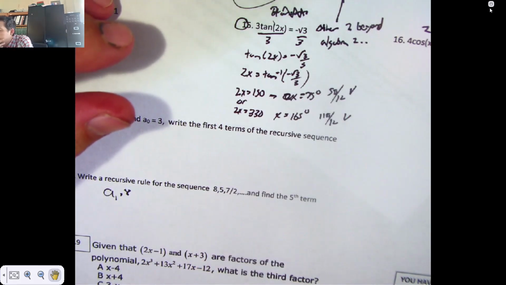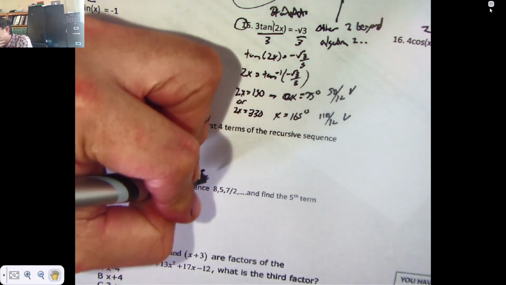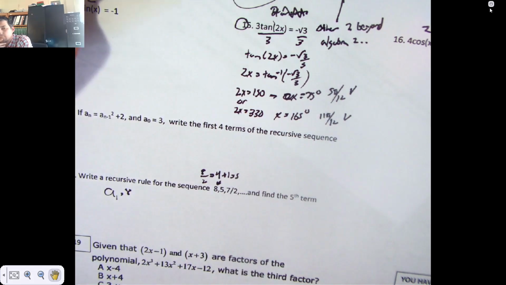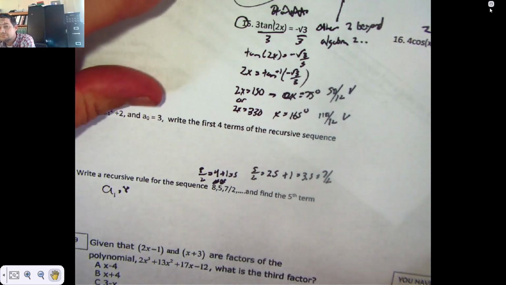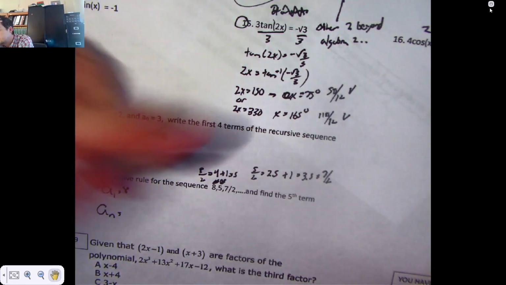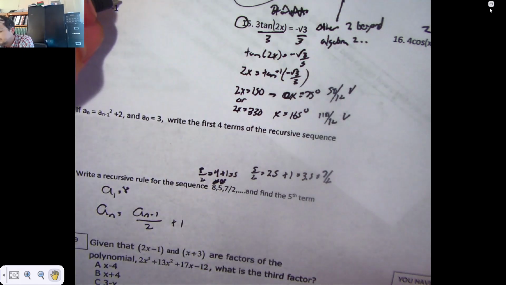Now, what is the rule that's going on here? What on earth did I come up with when I made this sequence? I believe I divided by 2 and added 1. If I take 8, cut it in half, I get 4. And if I add 1, I get 5. So if I take 5 and cut it in half, I get 2.5. If I add 1, I get 3.5, which is 7 halves. So that's apparently whatever I was thinking when I made this sheet. Cut it in half, add 1. So the rule is to take the previous term, a sub n minus 1, cut it in half, and add 1. So now you're supposed to find the fifth term.